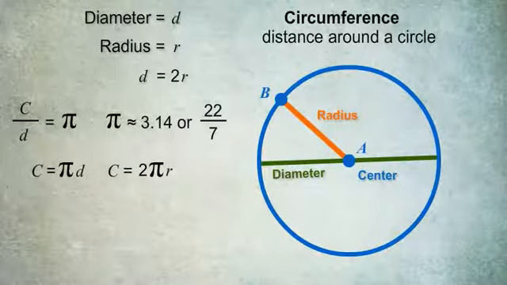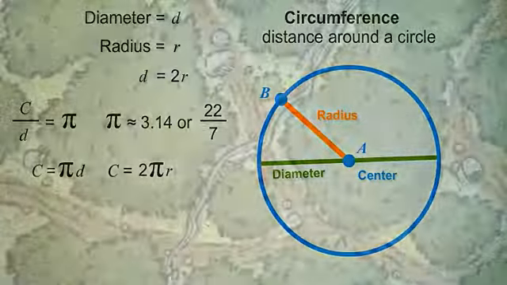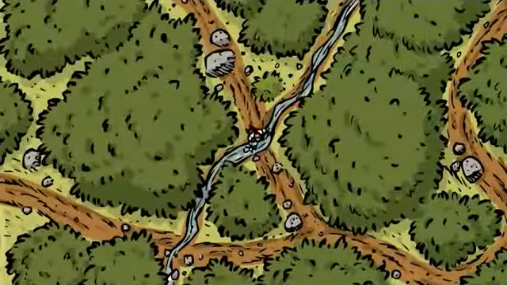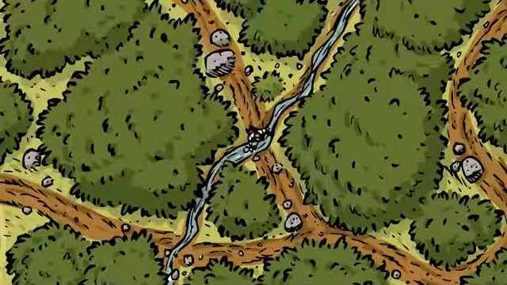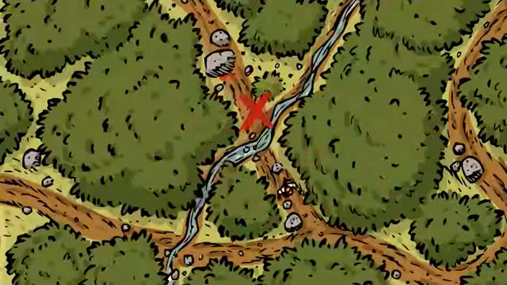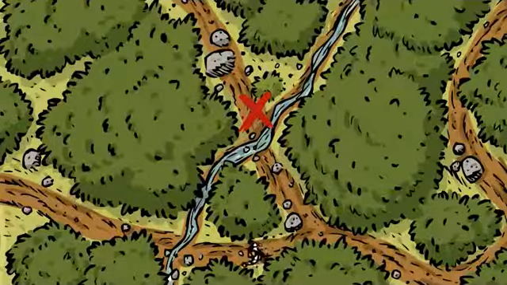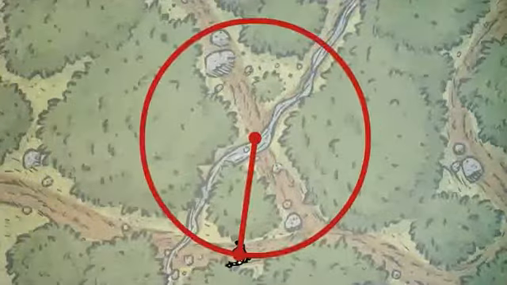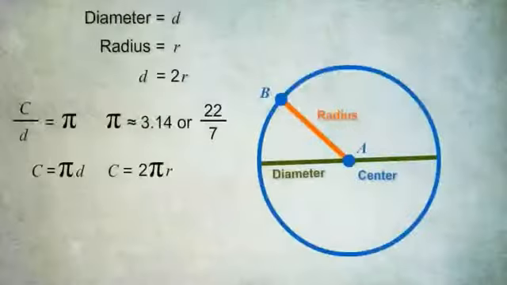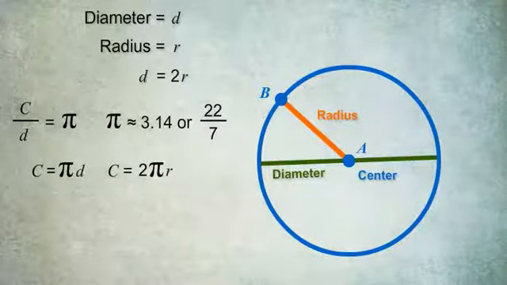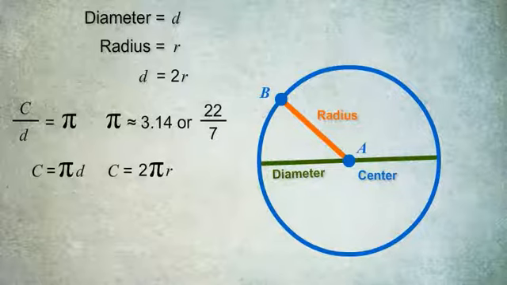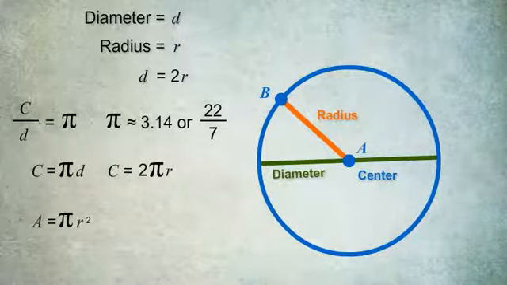Knowing the area of a circle is also useful. For instance, if you're lost in the woods, the search and rescue team will calculate a circular search area based on your last known position and how far you might have traveled since you were there. The area of a circle, which is represented by the variable a, can be found with this formula. Area equals pi times the radius squared.